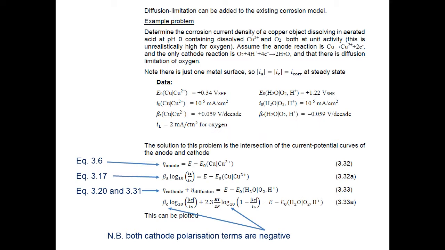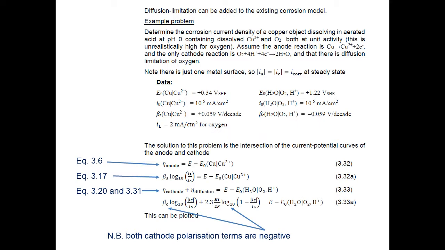Anyway, we assume the anode reaction is copper metal going to copper 2+ ions, releasing 2 electrons, and I'm going to assume the only cathode reaction is dissolved oxygen reacting with protons in solution and absorbing 4 electrons to turn into water. And I will assume that there is diffusion-limited supply of oxygen in this system.